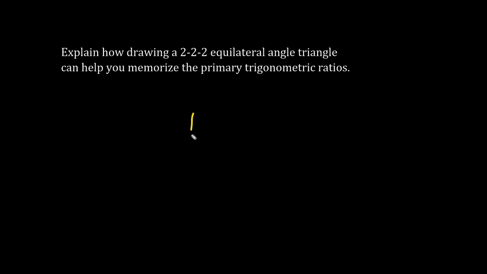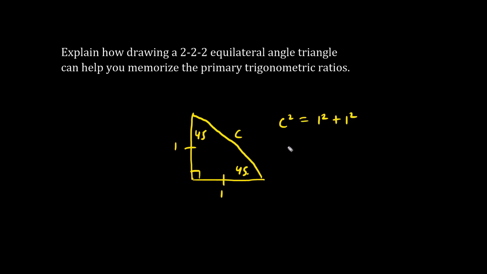Now let's draw another very special triangle. The other special triangle has an angle of 45 degrees, 45, 45, and it's isosceles. 1, 1, and we'll call this C for the hypotenuse. Again, we'll use the Pythagorean theorem. C squared equals 1 squared plus 1 squared. Thus, C squared equals 1 plus 1, which is 2. Taking the square root of both sides, we have C equals root 2.